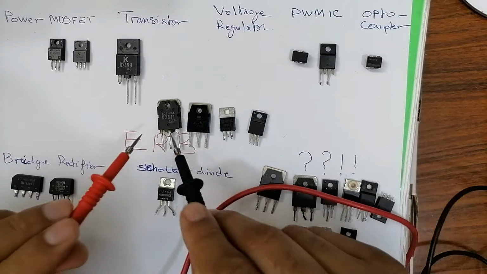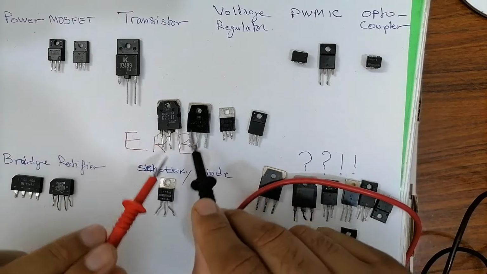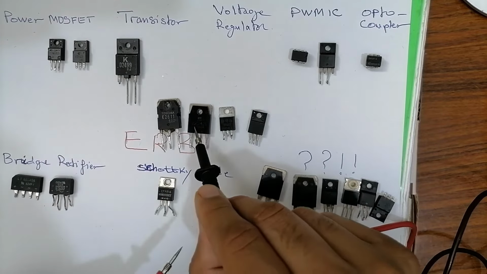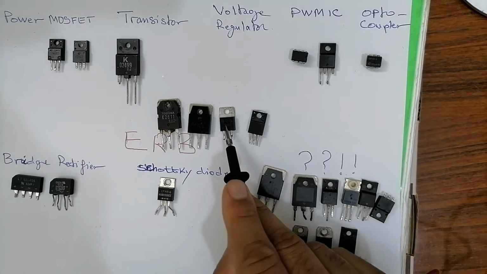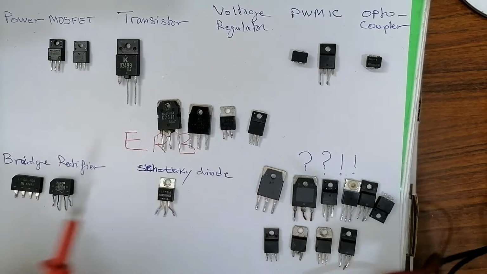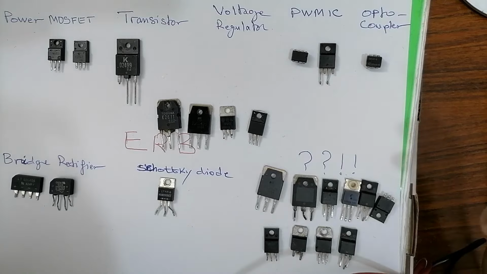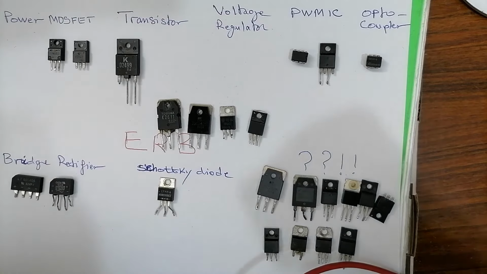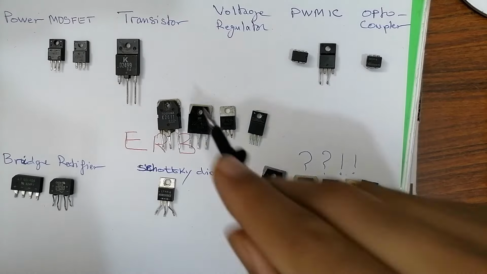So I cannot begin and test the component without knowing the type of component. For example, this is voltage regulator. I cannot test it using the same working principle as transistor. Wrong. Okay? So the first step is to know about the type of the component.